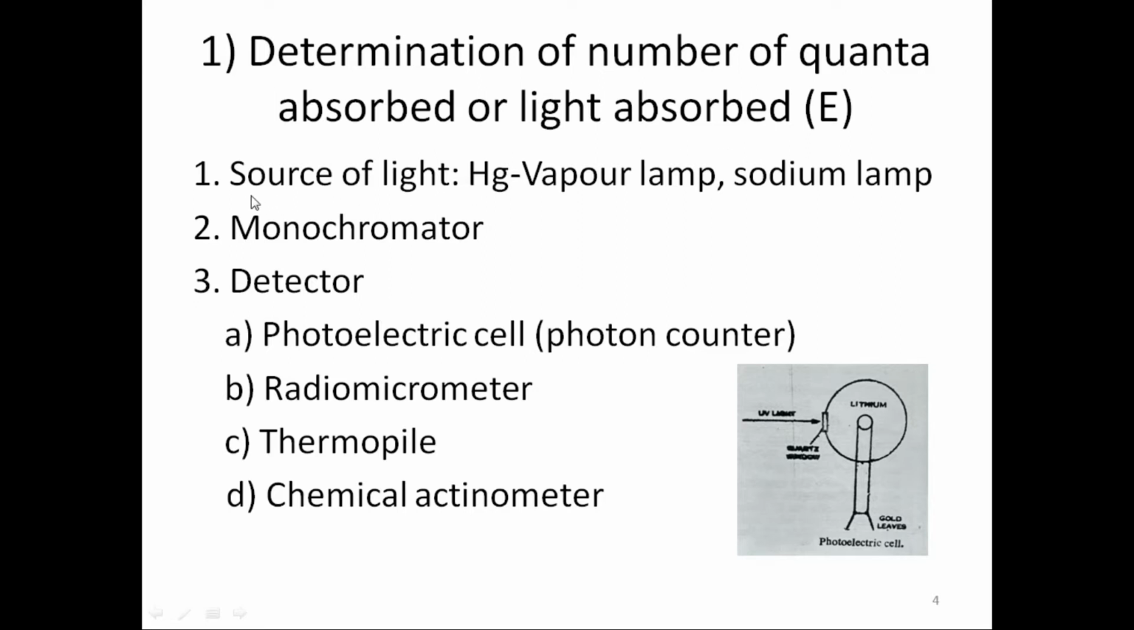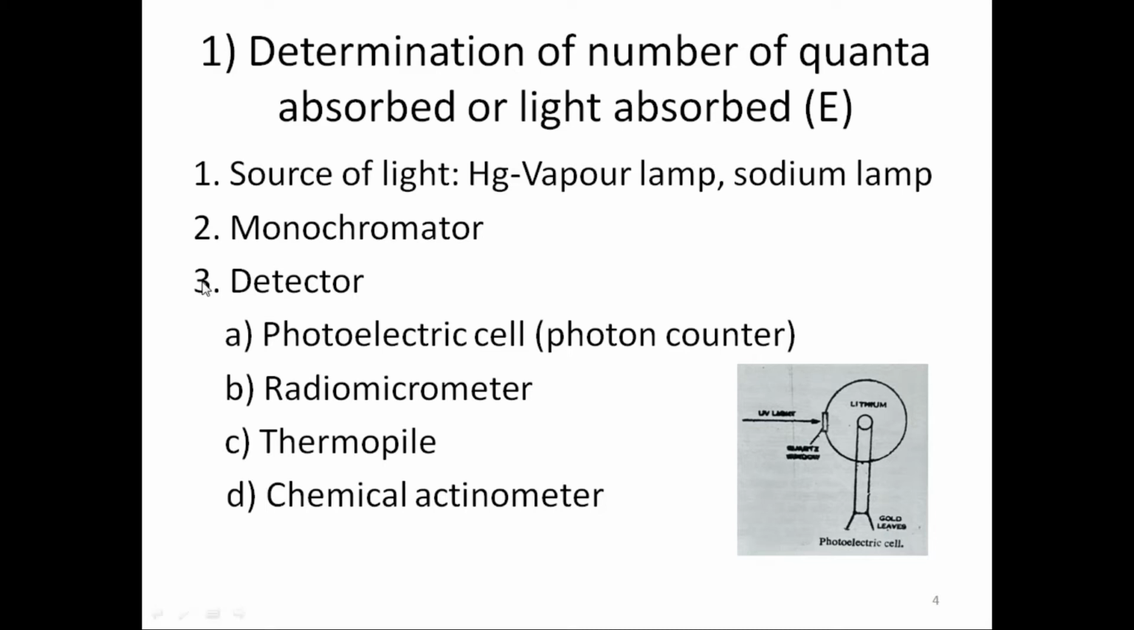It consists of measurement of the energy of absorbed radiation, and it consists of basically three parts. The first one is a source of light. A continuous source of light having a long range of wavelengths and uniform intensity is commonly used, and generally a mercury vapor lamp or sometimes a tungsten lamp is used as the source. The second part is a monochromator, which fixes the wavelength of light within a narrow range.